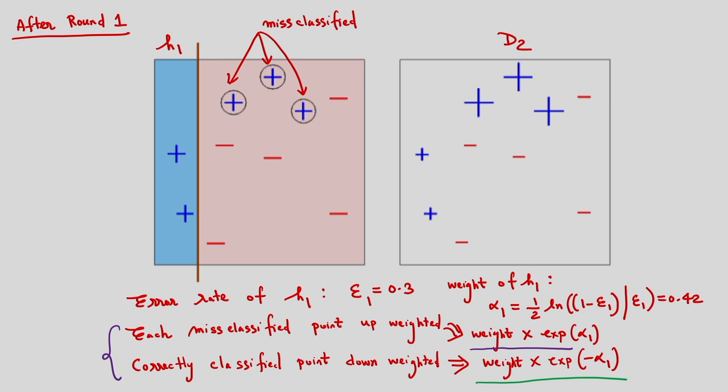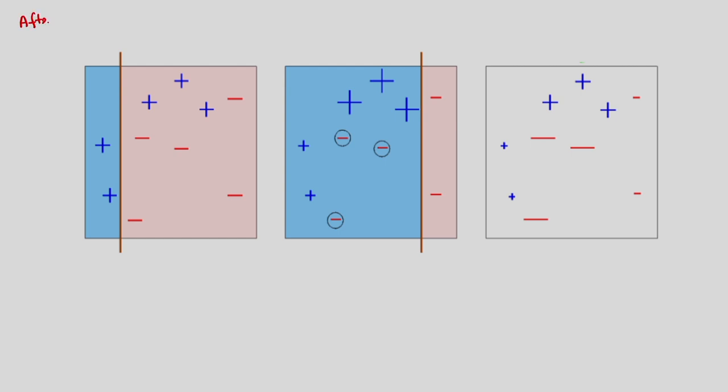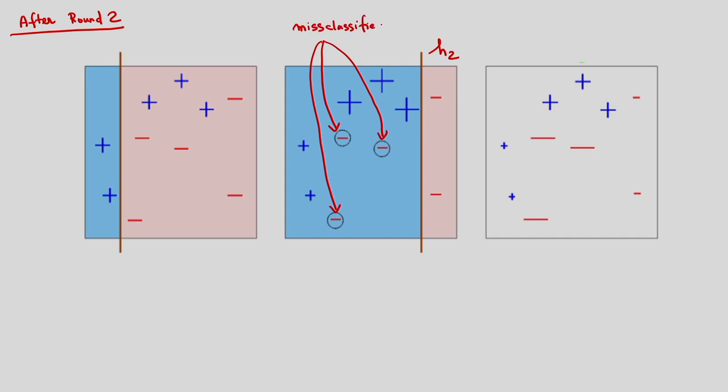After this, I move to round number 2. In round 2, we are considering another weak linear classifier, that is H2. Previously we considered H1, now we are considering H2. In this case also, you can see I have some misclassified samples. What are the misclassified samples? This sample, and also this sample, these are misclassified. So I have to give importance to these misclassified samples.